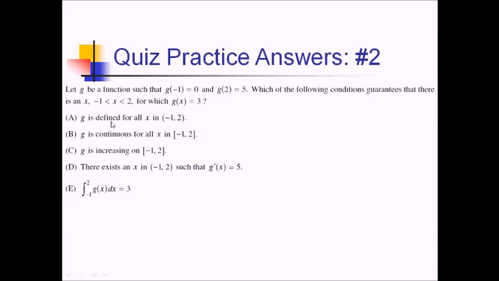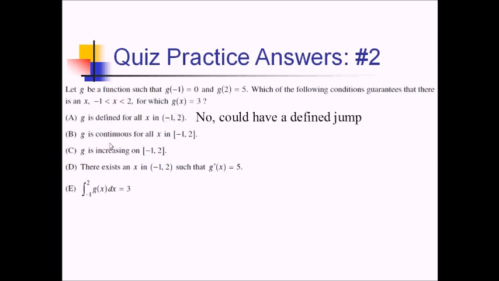So choice A, g is defined for all x between negative 1 and 2. Does that guarantee we're going to hit a y value of 3 between the y values 0 and 5? Well, it doesn't necessarily, because even if g is defined, you could still have a defined jump in there, a jump with a solid dot on one of those endpoints, and then you might just skip over the y value 3. So A is not enough.